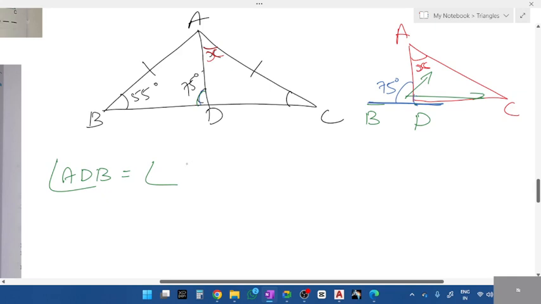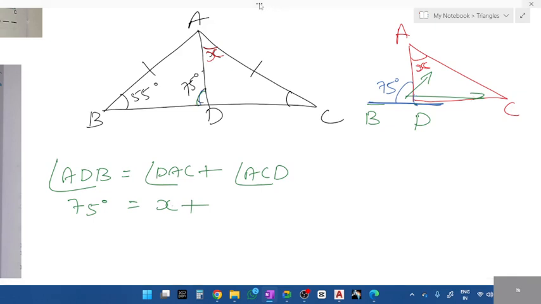So what are the interior opposite angles? DAC plus angle ACD, right? So what is the exterior angle given? Exterior angle 75 degrees. DAC is X plus ACD. We need to find ACD, right? If we find ACD, we can find the direct answer. Can we find the direct answer?